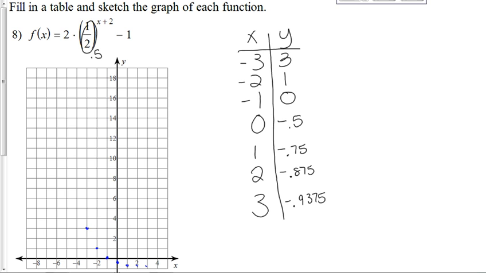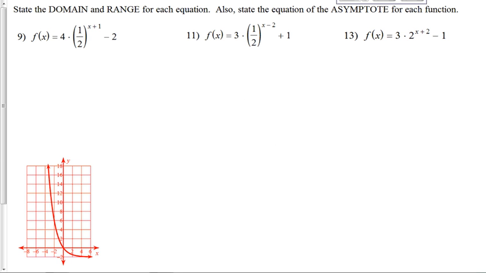Now notice it comes really close to there but never touches. So when I graph it, that's where the asymptote will be. And we'll go from there. There's a good sketch of that graph.